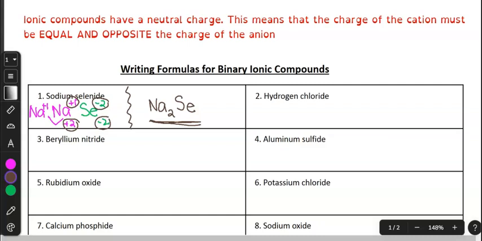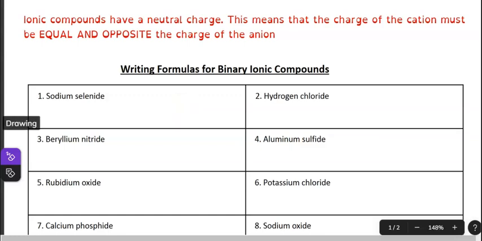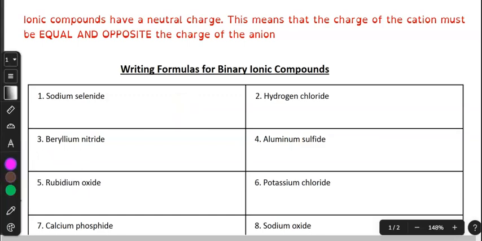So there's another way that you can do this. Let me show it to you. This is a way that is called the crisscross method. Crisscross applesauce. So here we go. Sodium is Na +1. And selenide is Se -2.